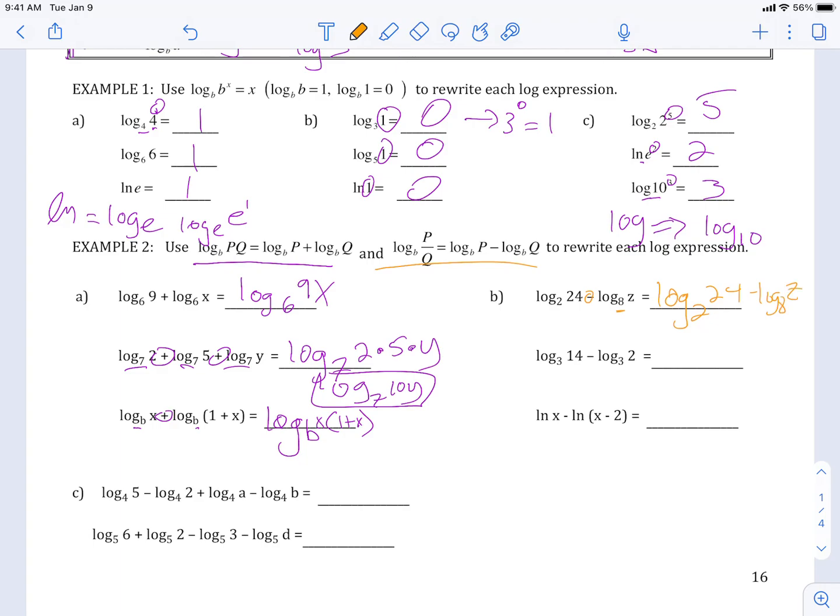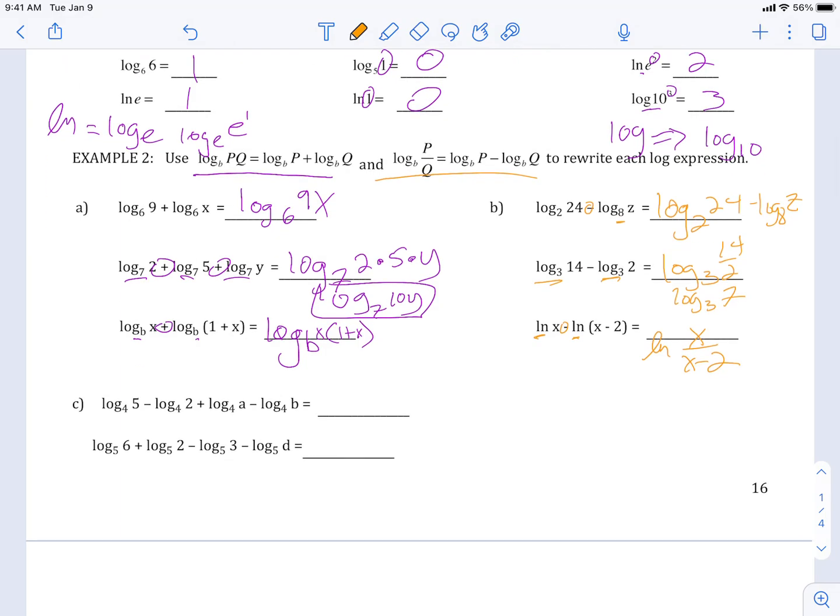You can't do anything with that. All right, going here, these you can. Both have a base 3, so it's just log base 3 of 14 divided by 2, which is log base 3 of 7. And again here, subtraction, the same logs, same base, so I'm able to rewrite this as a natural log of x over x minus 2.